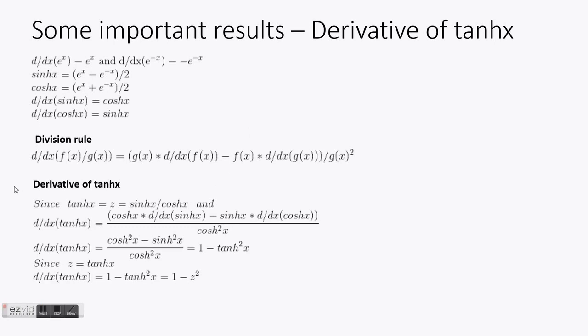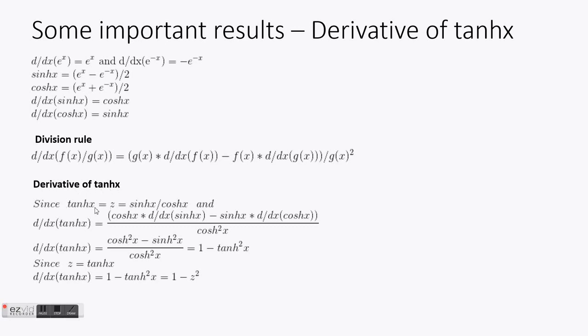Now let us look at the division rule. The division rule is given as d by dx of f of x divided by g of x is given as the denominator g of x into d by dx of the numerator f of x minus the numerator f of x into d by dx of the denominator g of x, divided by g of x the whole square.